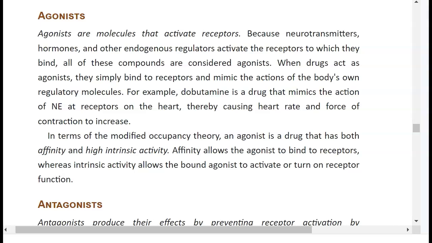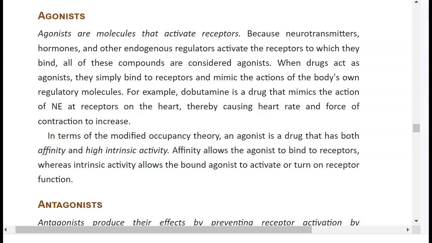For example, dobutamine is a drug that mimics the action of norepinephrine at receptors on the heart. So if I give dobutamine and it is an agonist, it binds to that spot and turns it on like it would norepinephrine, and I get increased heart rate and contractility. It's an agonist. It's working in the way that it's supposed to do. So an agonist, in theory, is a drug that has both affinity and high intrinsic activity. I hope this is all coming together.